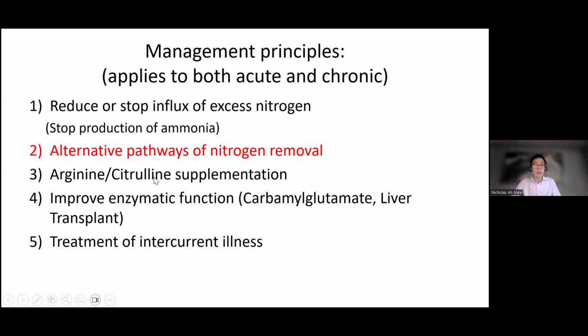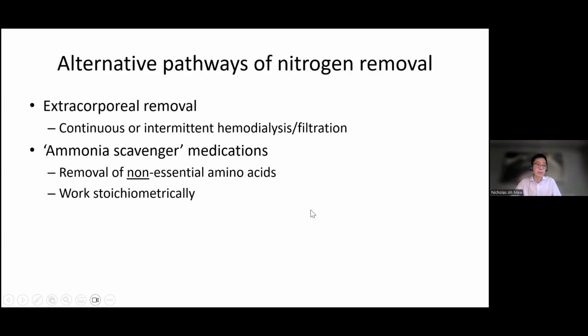Simultaneously, you also want to consider other ways of removing nitrogen outside the urea cycle. The easiest way to do that, at least conceptually, is to just take blood out of the body, take out the ammonia, and put it back in. So, continuous or intermittent forms of hemodialysis or hemofiltration. Certainly that's an option that's always available to you in a circumstance where ammonia levels are markedly elevated. But obviously keep in mind the risks associated with this and the time it takes to connect the patient up to this machinery.